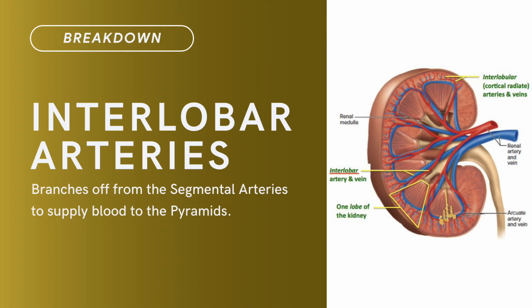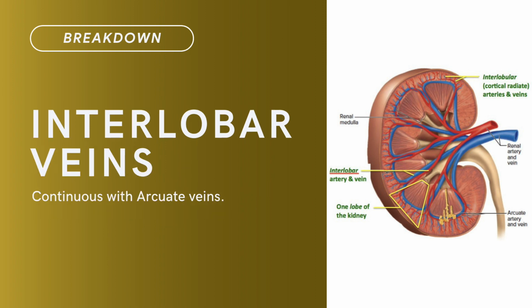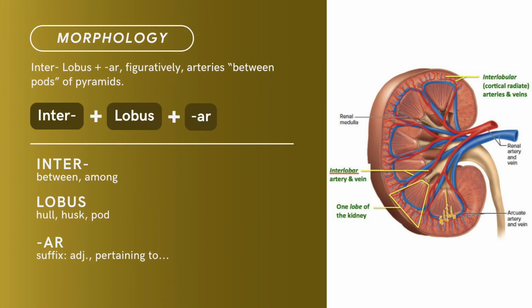Compound term, interlobar arteries. Brief definition, branches off from the segmental arteries to supply blood to the pyramids. Interlobar veins. Brief definition, continuous with arcuate veins. Term morphology, compound of inter plus lobus plus ar. Figuratively means arteries between pods of pyramids. Inter means between, lobus means hull, husk or pod, ar is a suffix denoting adjective. There you have it, compound term, interlobar arteries and interlobar veins.